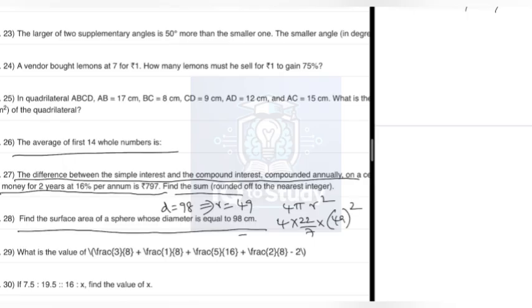which means 4 into 22 by 7 into 2401, which is equal to 30,184 square centimeters. So the surface area of the sphere is 30,184 square centimeters.